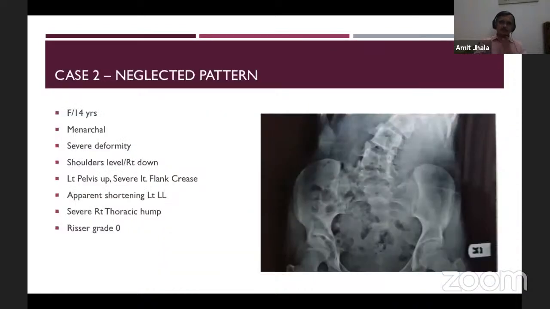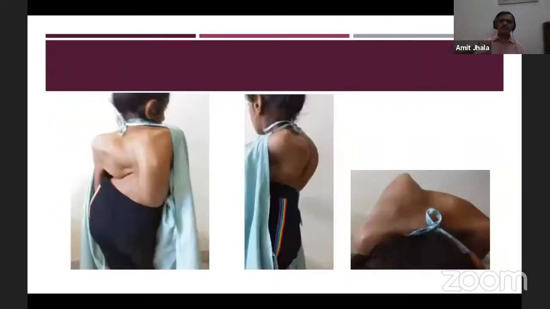And now coming to the second case, this is a neglected pattern, a 14-year-old female with severe deformity: shoulders level or right down, left pelvis up. I'll show the clinical pictures, and you can see this is a very severe deformity. The hip and the chest wall are just touching each other, and there's a very big rib hump, razorback-like.